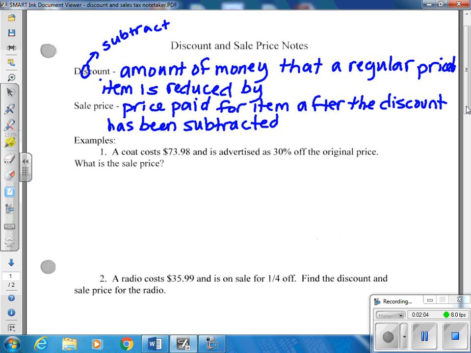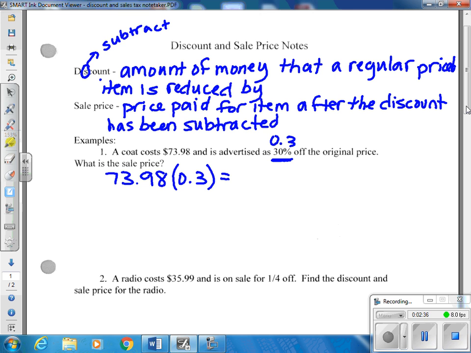All right, so for number one, a coat cost $73.98 originally and is advertised as 30% off the original price. What is the sale price? Right? So the very first thing you will always do is take your percentage and turn it to a decimal. 30% is the same as 0.3 or 0.30 if you want to use that. Okay, and with percentages, after we turn them to decimals, we always multiply because you're taking 30% of a number. The word of means multiply. So we're going to take our original price, $73.98, and multiply it by 0.3.